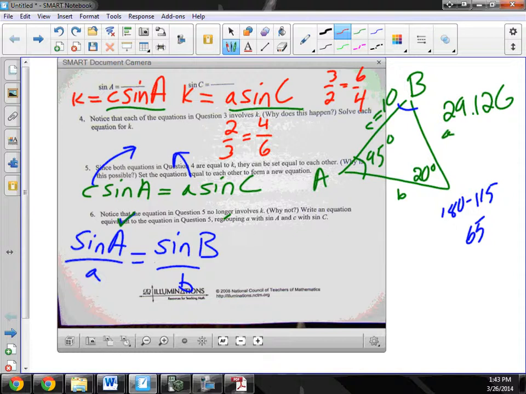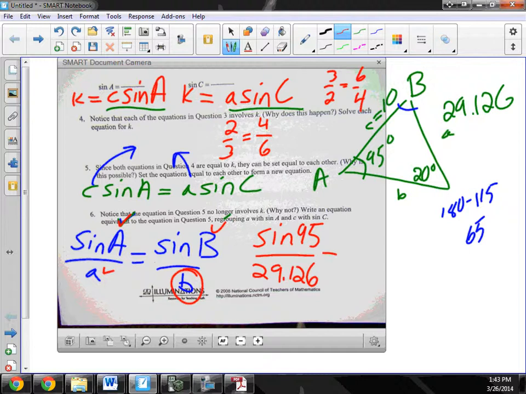So which of these do I not know? Little b. That's the one I'm looking for. I have everything else. So I just plug everything into the formula. So the sine of 95 over 29.126 equals sine of b, which is 65, over b.